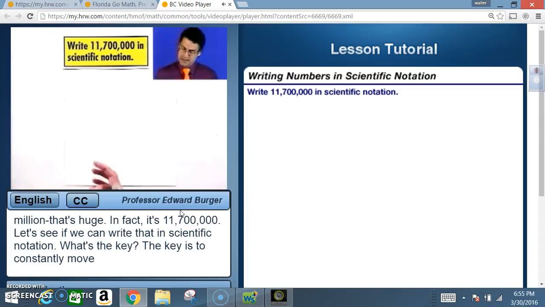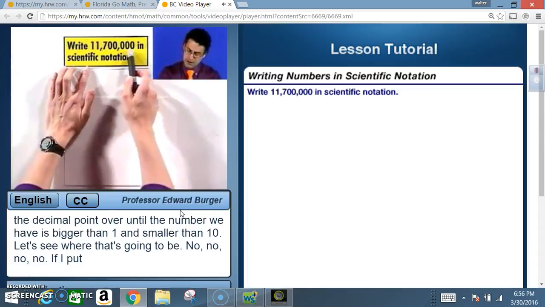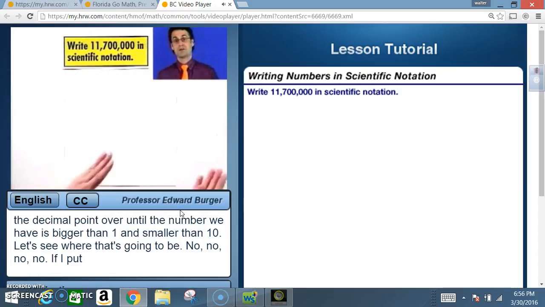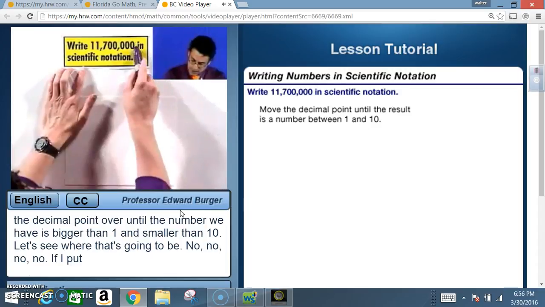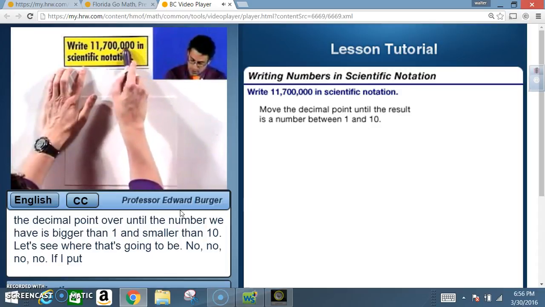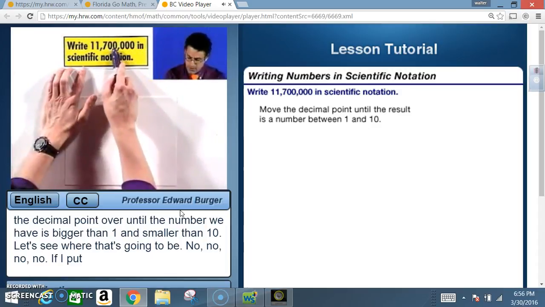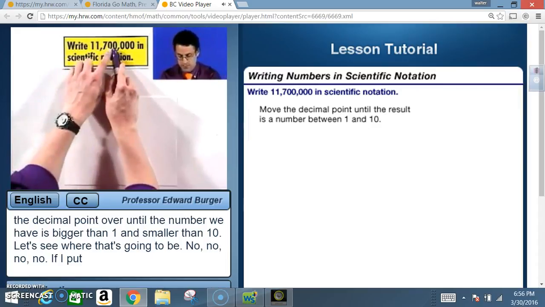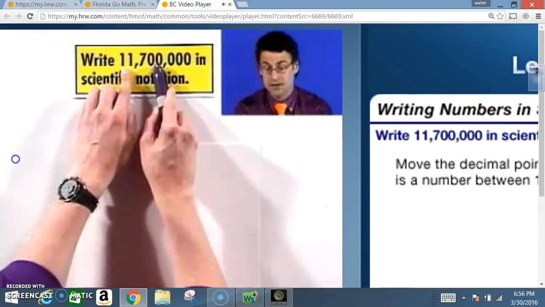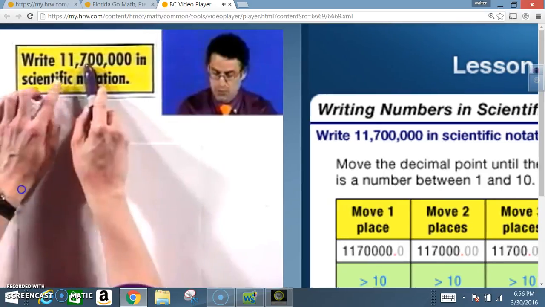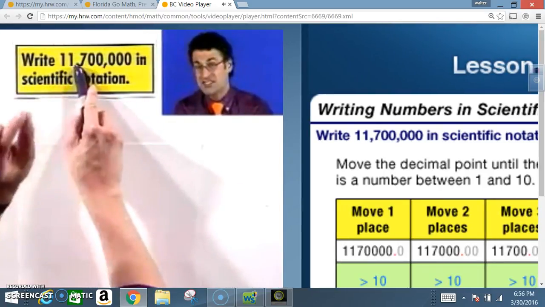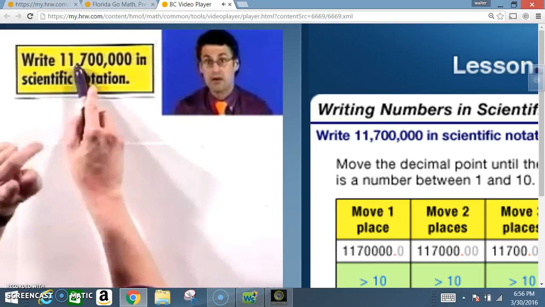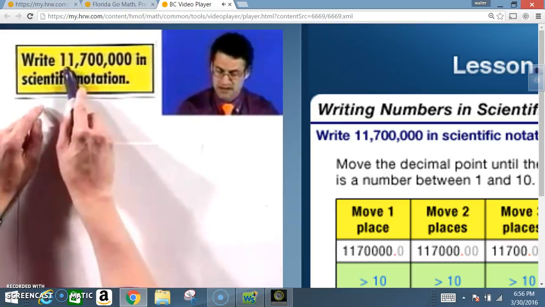What's the key? The key is to constantly move the decimal point over until the number we have is bigger than 1 and smaller than 10. So let's see where that's going to be. If I put the decimal point there, the number is 1,170. That's now 117. That's 11.7. That's just a little bit bigger than 10. I want the number to be less than 10. Slide over one more spot.